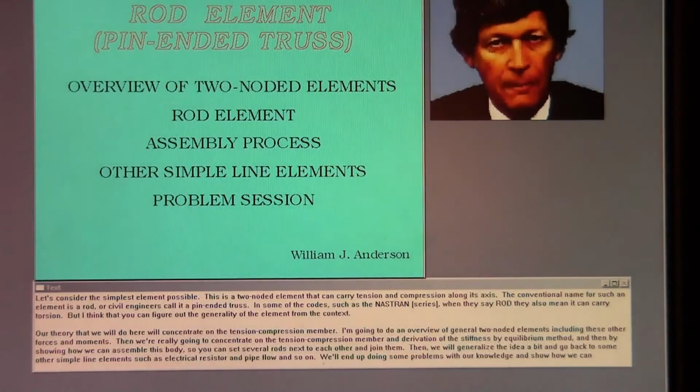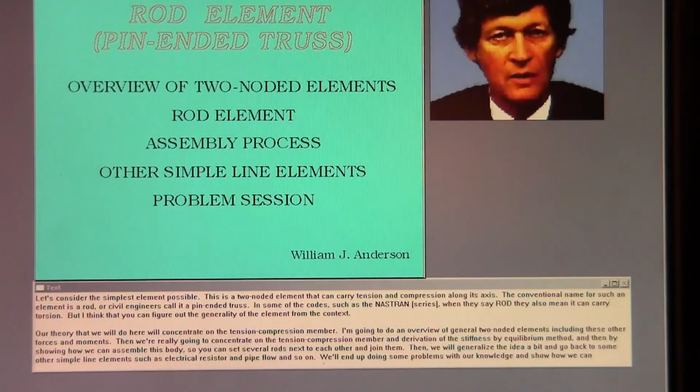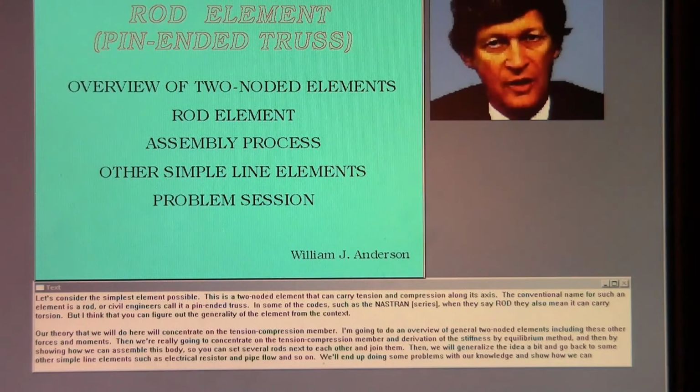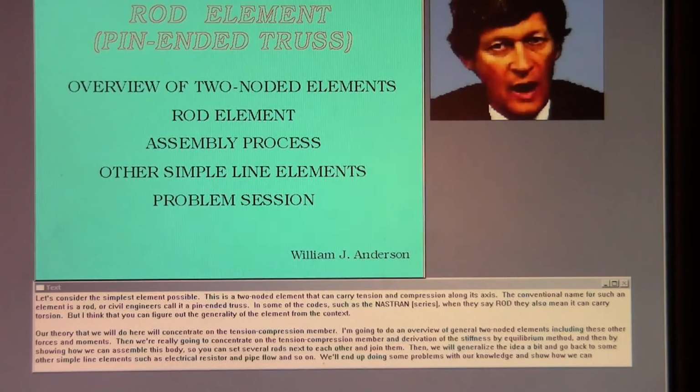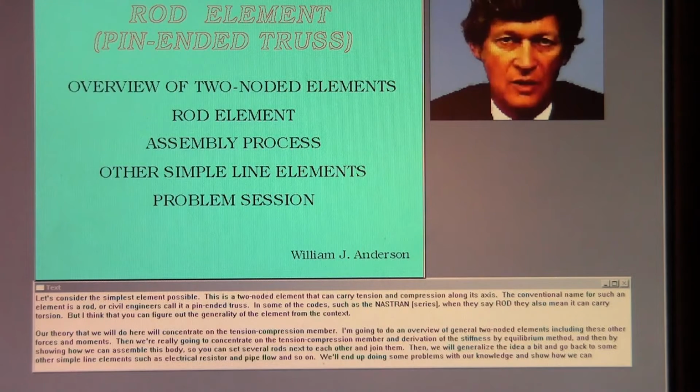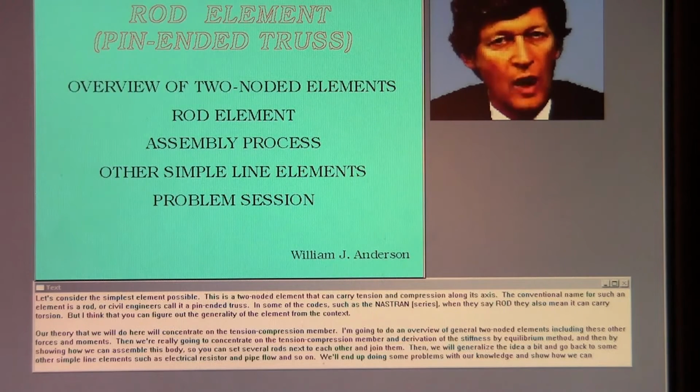Let's consider the simplest element possible. This is a two-noded element that can carry tension and compression along its axis. The conventional name for such an element is a rod, or civil engineers call it a pin-ended truss. In some of the codes, such as the Nastran sequence, when they say rod, they also mean it can carry torsion. But I think you can figure out the generality of the element from the context.